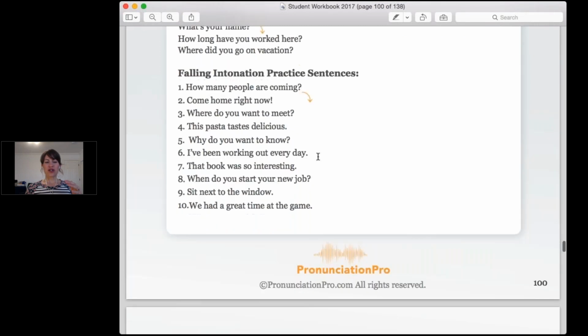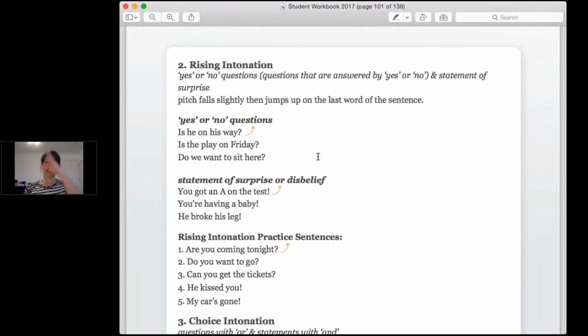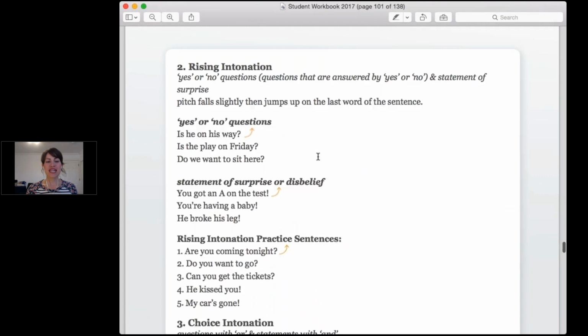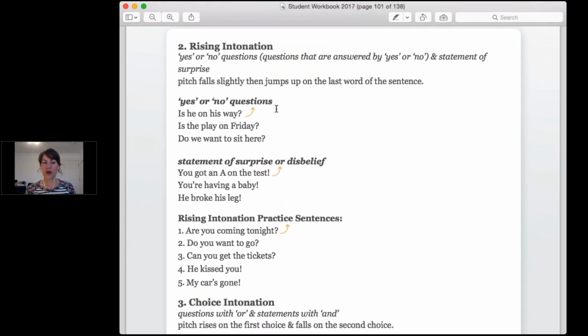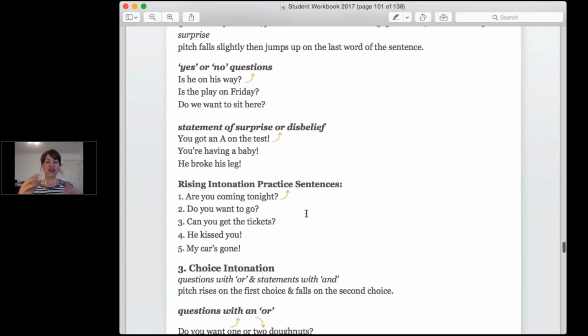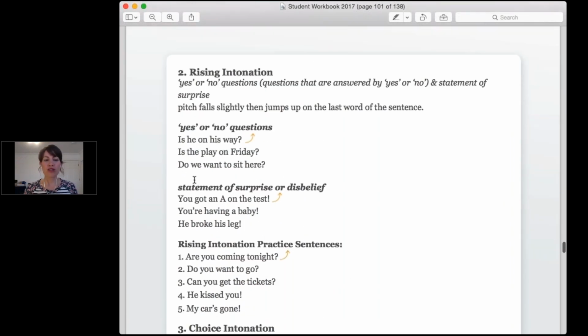Now let's go into intonation with rising intonation. Rising intonation happens when there's a yes or no question, when you're surprised about something, and then there's a few things with choice intonation, but mostly it's a yes or no question. So, is he on his way?